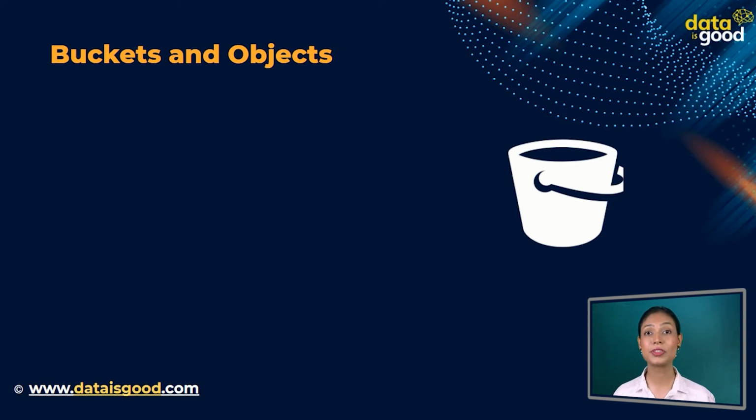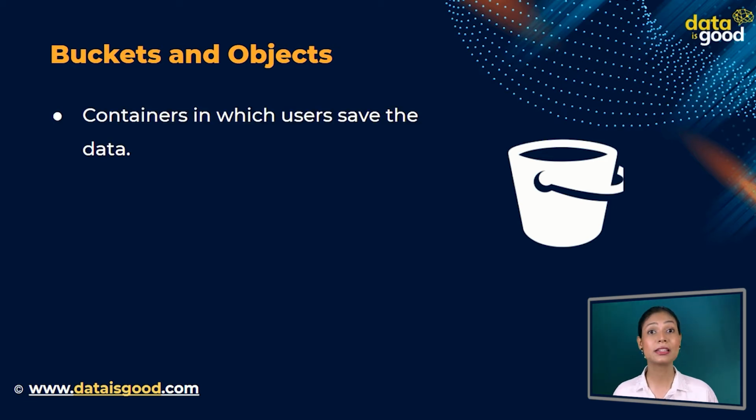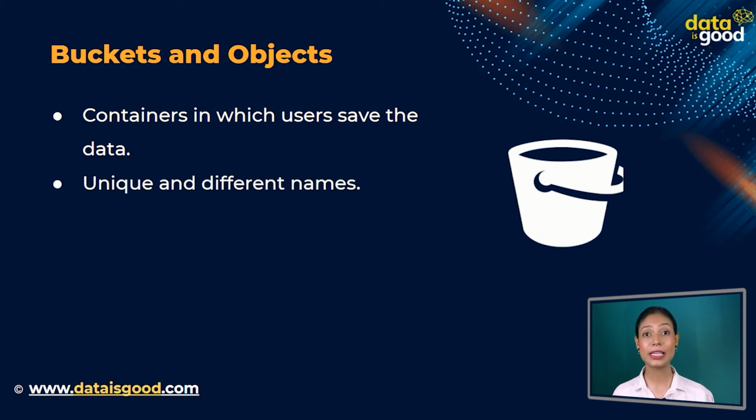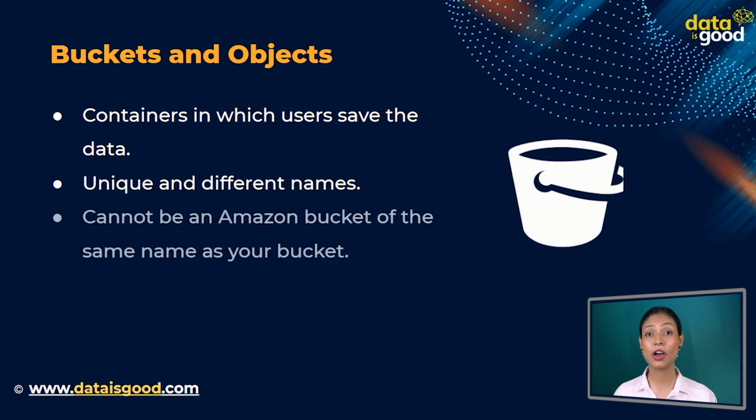Firstly, we will talk about buckets. So, S3 buckets are nothing but containers in which users save the data in the form of objects. Buckets also provide a system that is necessary to control and access it. Amazon S3 buckets have unique and different names. It means in a given region, there cannot be an Amazon bucket of the same name as your bucket.